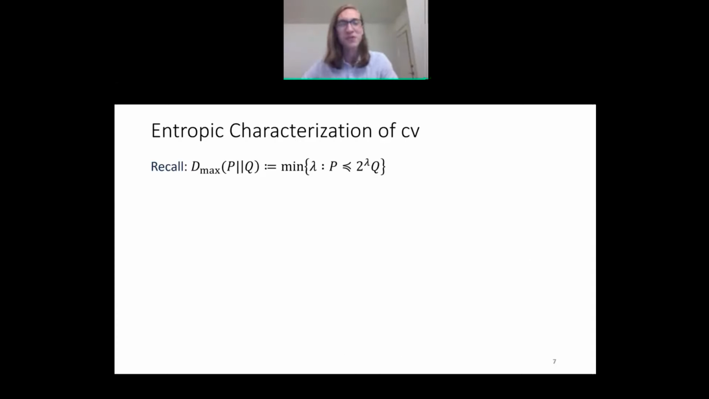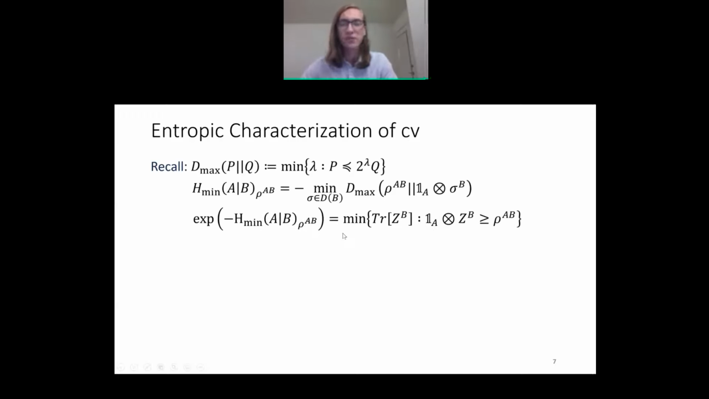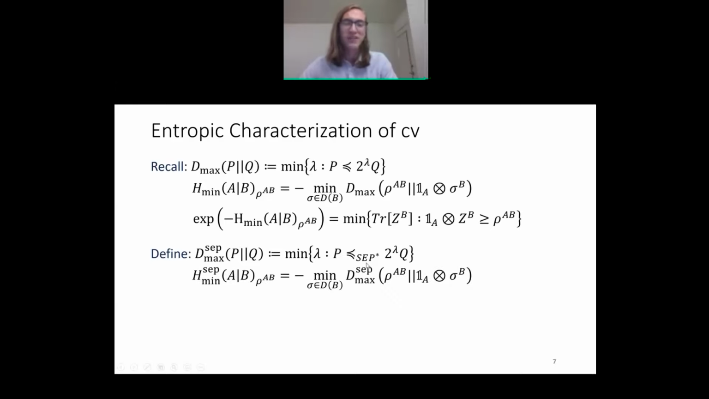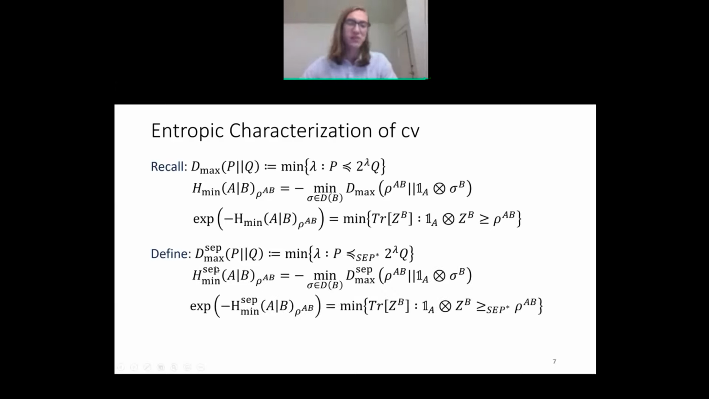So just to recall, the max relative entropy is this optimization program where this is the Löwner ordering on the positive semi-definite cone. And so the min entropy can be defined in terms of the max relative entropy, and then the SDP is given in this form. And so we're doing the whole same thing, but we're going to use the dual cone for the separable cone, the dual of the separable cone. And so we have a separable min entropy that's defined in terms of a separable max relative entropy. And that gets us the dual problem for the CV that we showed. And so we have the communication value equals the exponential of the negative of the separable min entropy.